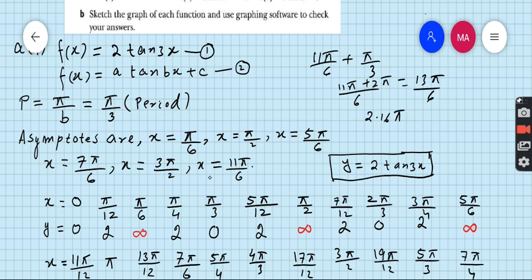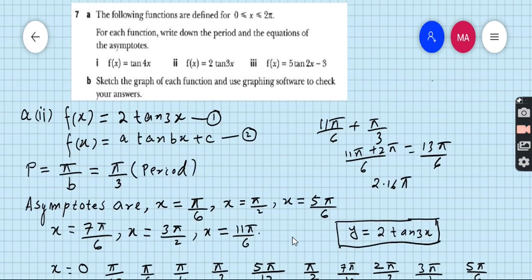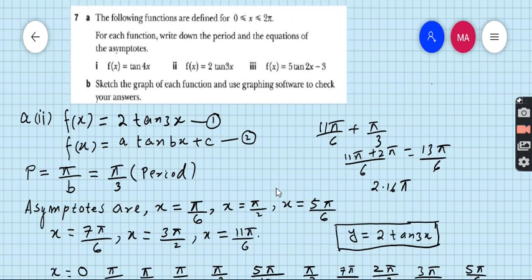2.16 pi. Now see your domain. Your domain in the question is, you can see, this is the domain from 0 to 2 pi. So the maximum value is 2 pi. And you can see this value 2.16 pi is greater than our domain, that is 2 pi. Therefore, this value cannot be taken.